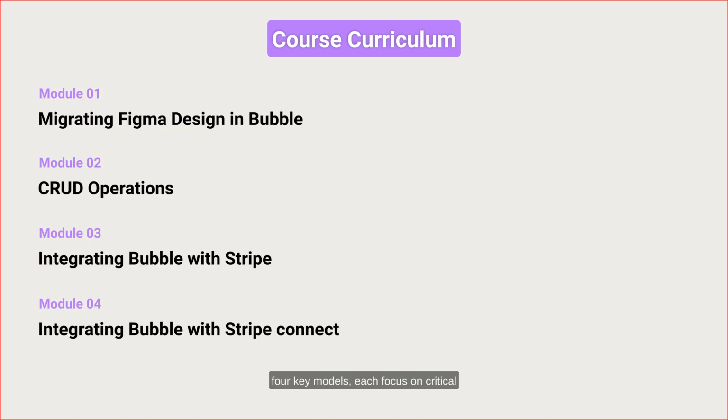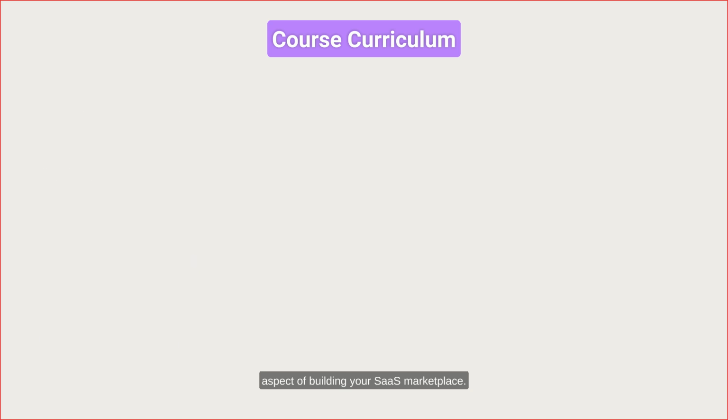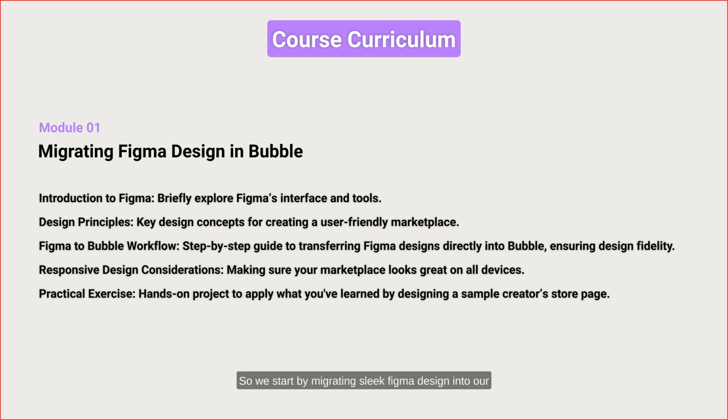So our course is structured around four key modules, each focused on a critical aspect of building your SaaS marketplace. So we start by migrating sleek Figma design into our Bubble, ensuring that our platform is not only functional but it looks fantastic and it looks UI perfect.